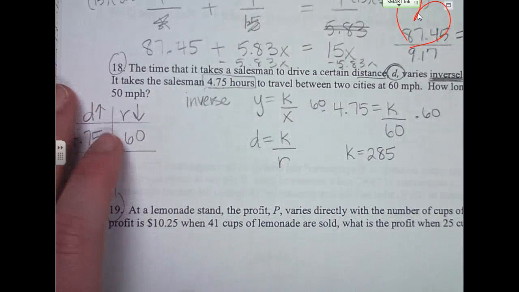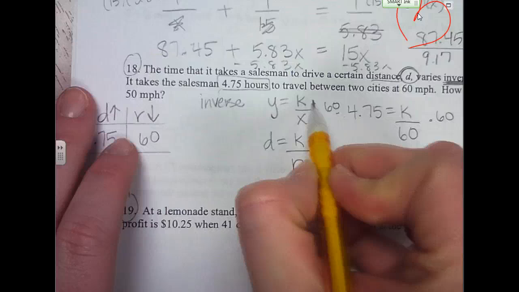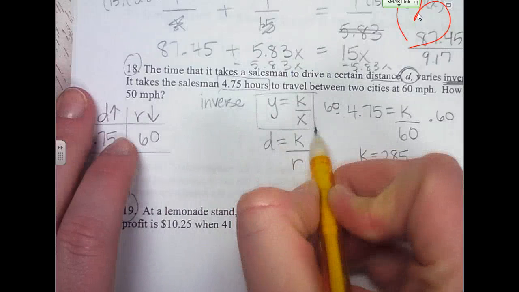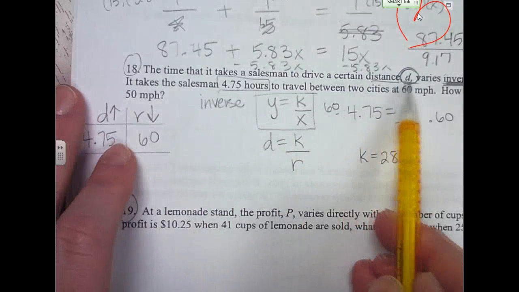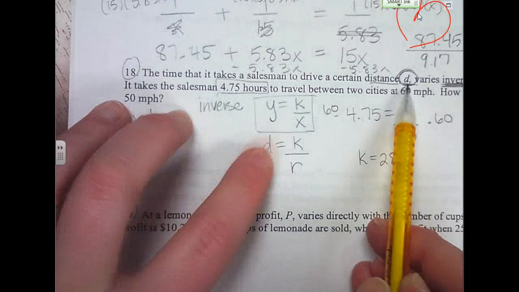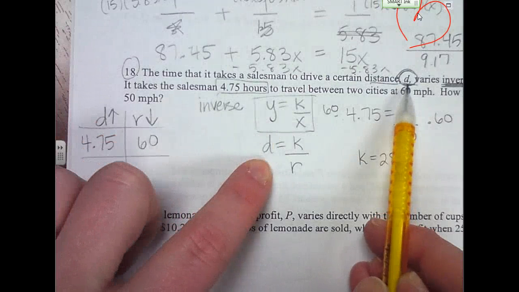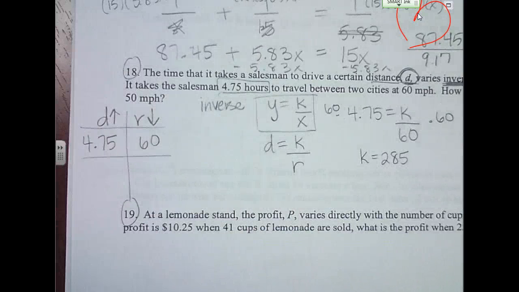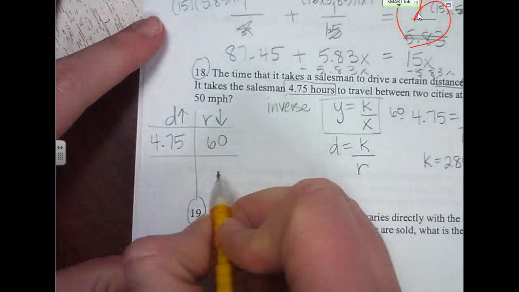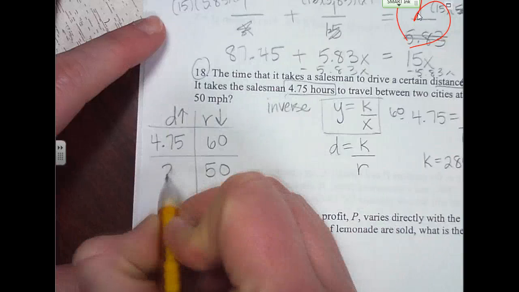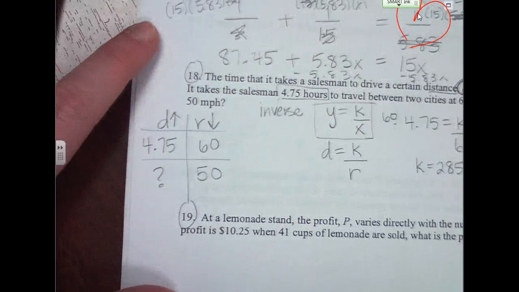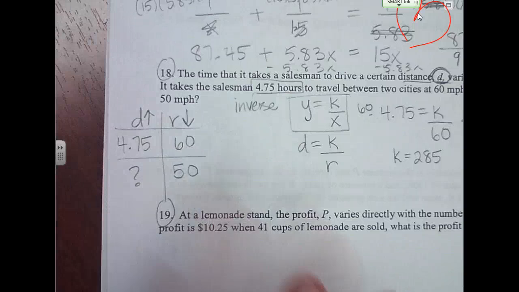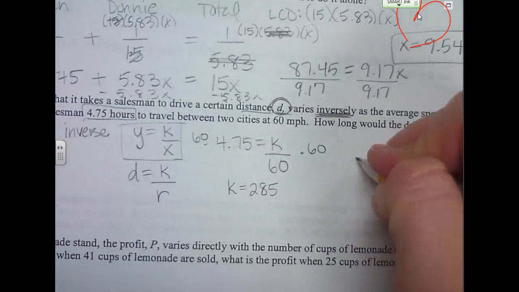How do you know where to put everything? So I'm looking at this equation. When it talks about the very first variable it mentions is D, that goes in for the Y. Okay. And then it talks about R, that goes in for the X. So then it says, how long would it take to drive at 50 miles an hour? So there's 50, and there's our question mark. So we're gonna find D.